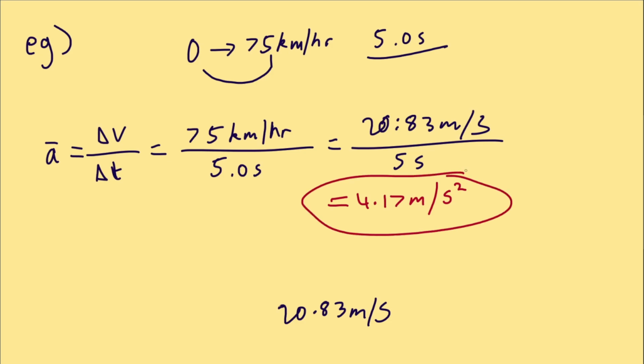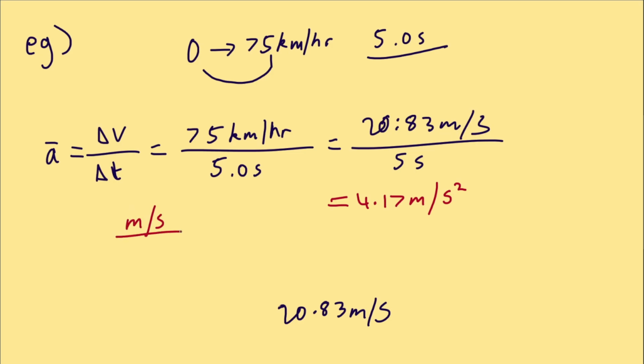This is your acceleration. And why is it squared? Here you see meters per second over seconds. Meters per second over seconds is equal to meters per second squared. So acceleration is always in meters per second squared. If you see second squared, it's accelerating.